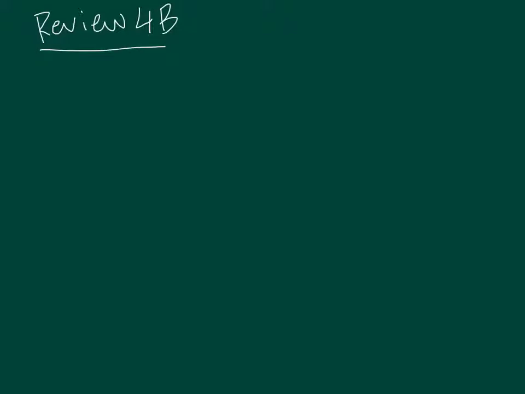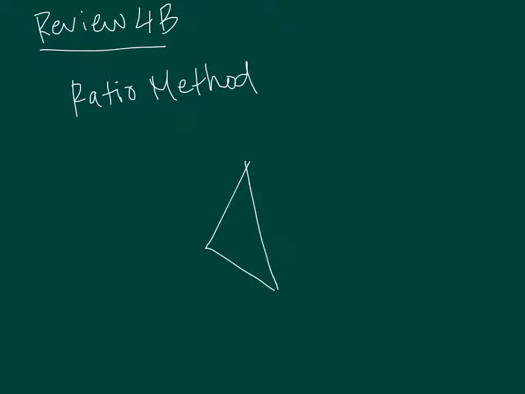So let's say these are the methods that dilate a figure. Dilate means either makes the figure bigger or smaller without changing the shape. Let's say we have triangle ABC. Take the center of dilation, let's call it L. This time it's outside. Then draw a ray from the center of dilation to point B. And let's say we want to dilate it by a factor of half.